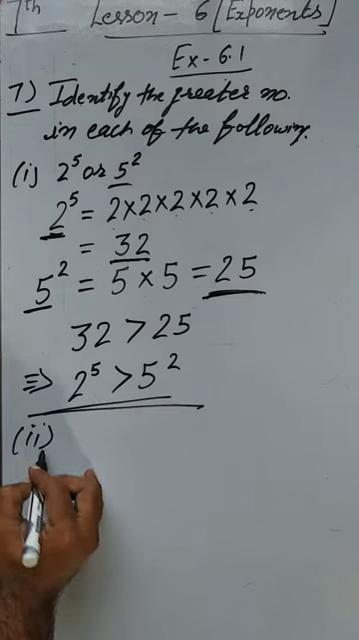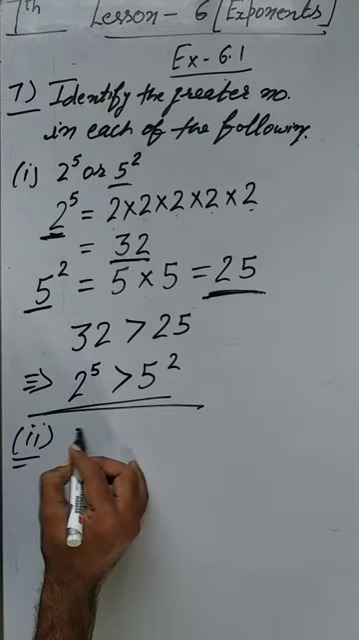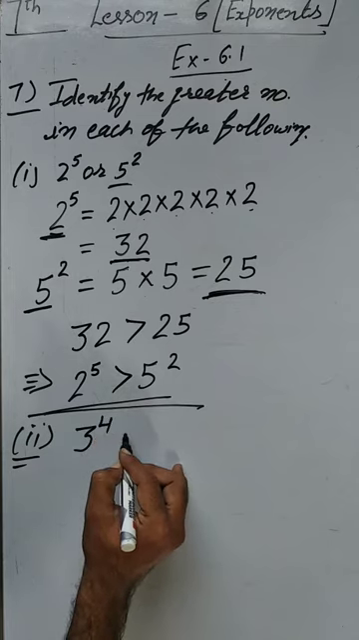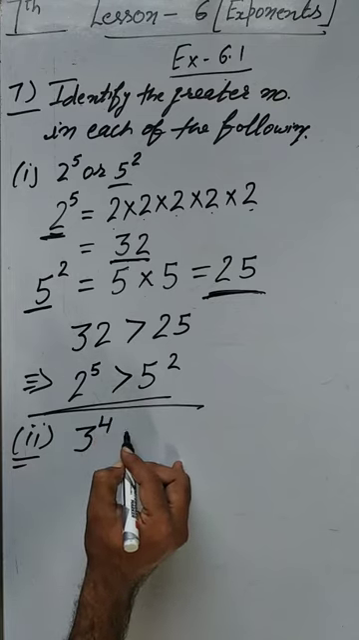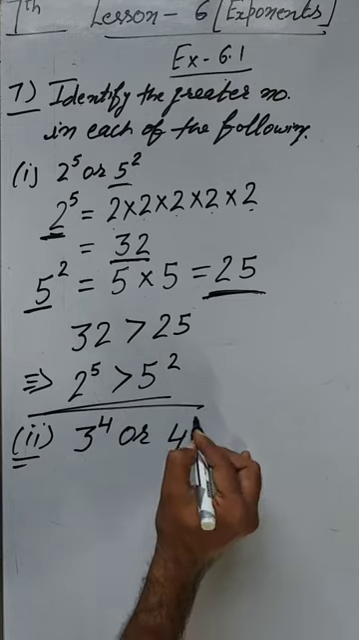Similarly beta, try second and third part. Second part is you have to identify which is greater between 3 raised to power 4 or 4 raised to power 3.